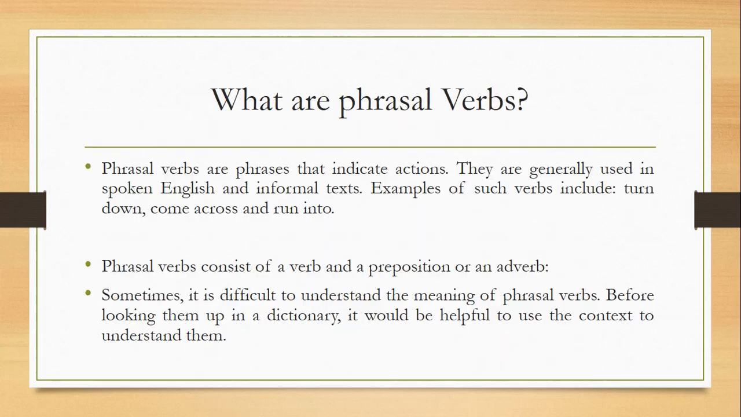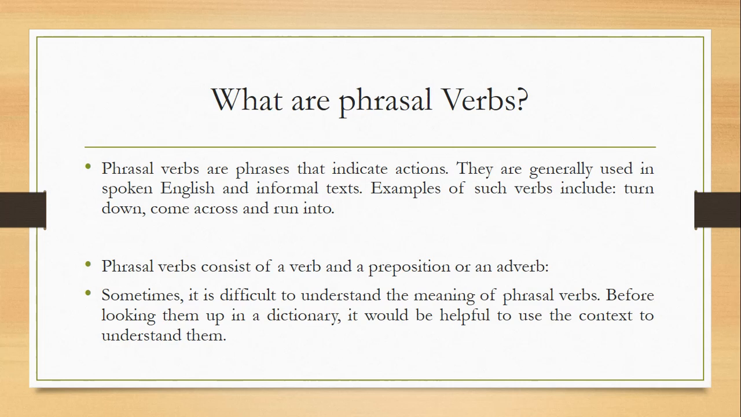So, what are phrasal verbs? Phrasal verbs are phrases that indicate actions. So, these are the phrases that tell us about actions performed. They are generally used in spoken English and in formal texts. Examples of such verbs include turn down, come across, and run into.